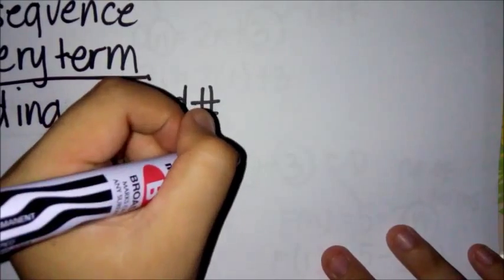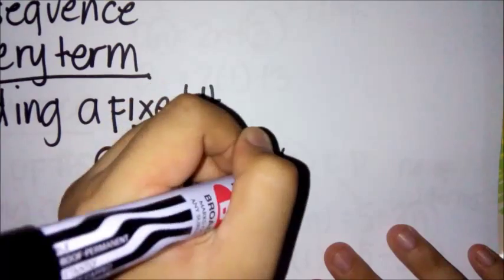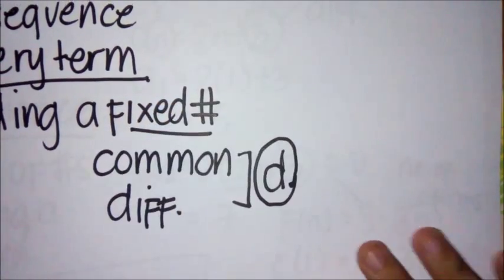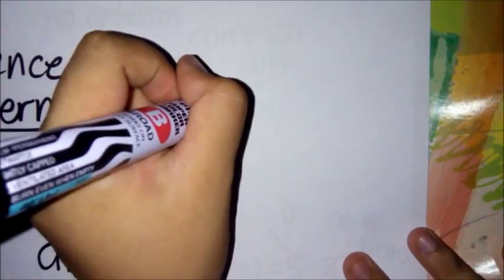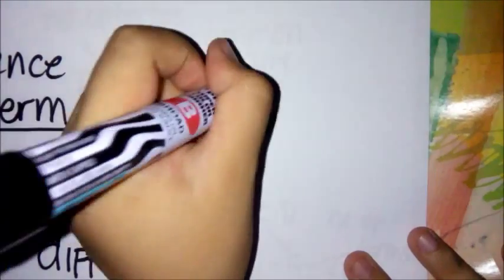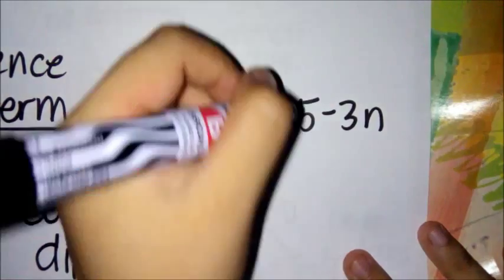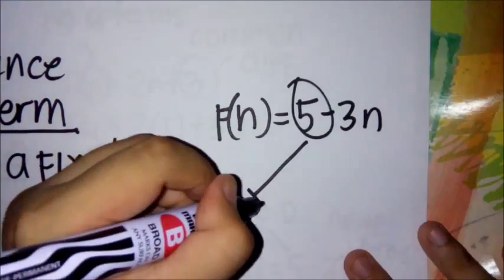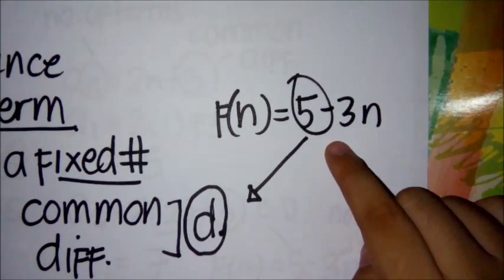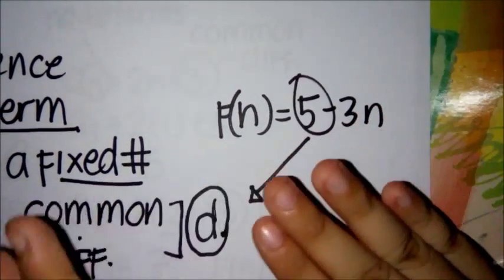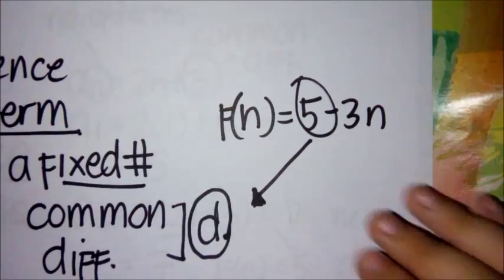Sometimes it is substituted by letter D. Now, the D here is, for example, let us have this sequence. The f of n is equal to 5 minus 3n. The D here is number 5. So, it is a common difference, meaning it doesn't change. From every sequence, the common difference is always constant.